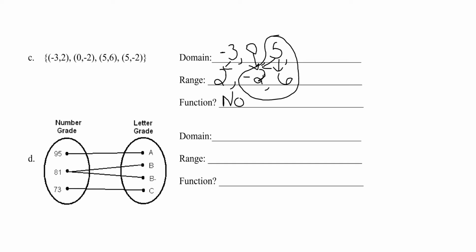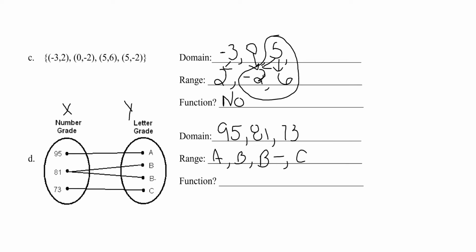All right, for D, okay, here's my x, or my input, y is my output. My domain would be 95, 81, and 73. My range is A, B, B minus, and C.